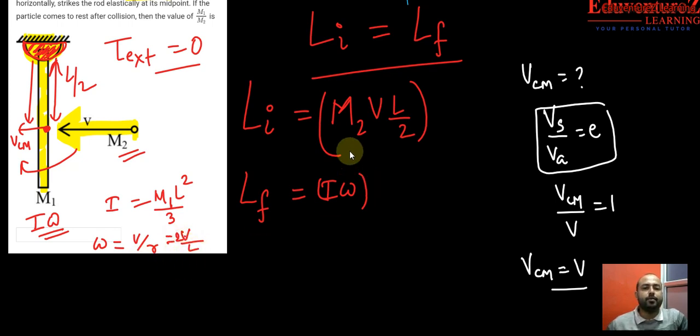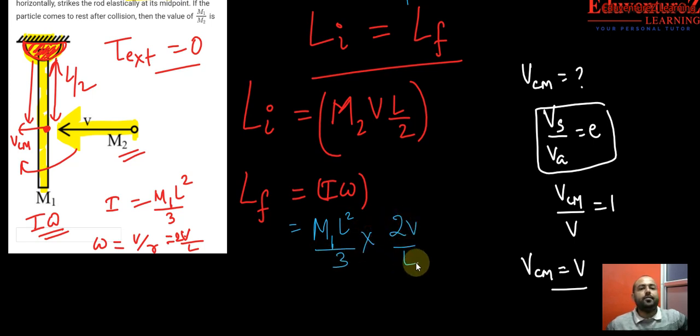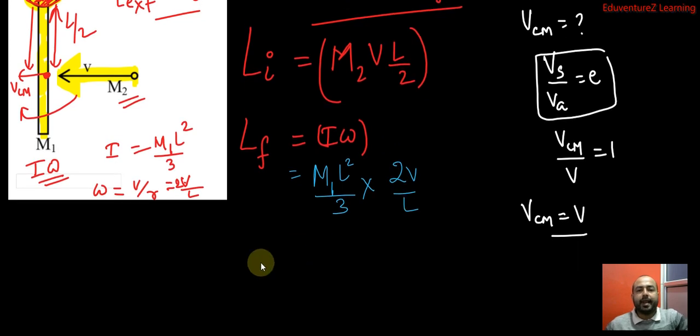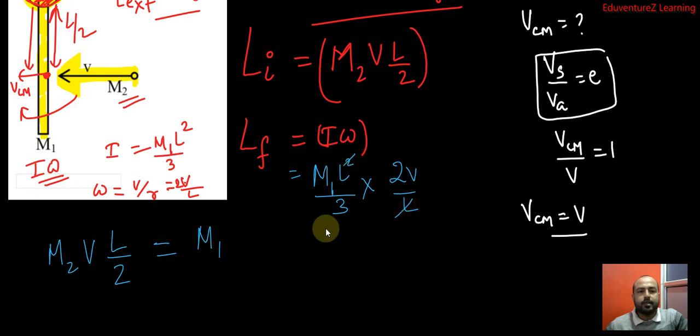Okay, so now we will put the values here. So I is m L square upon 3 into omega is 2v upon L. Now we will equate the initial and final angular momentum. So m2 into v into L by 2 is equal to m1 into, cancelling this L with this, m1 into L into 2v upon 3. Now this L is also cancelled out, this v is also cancelled out.